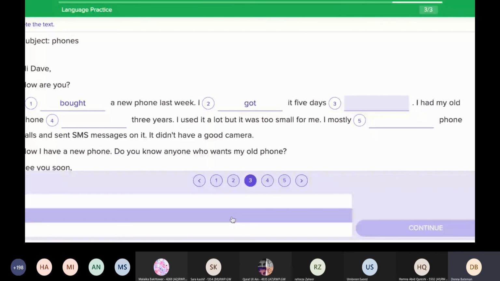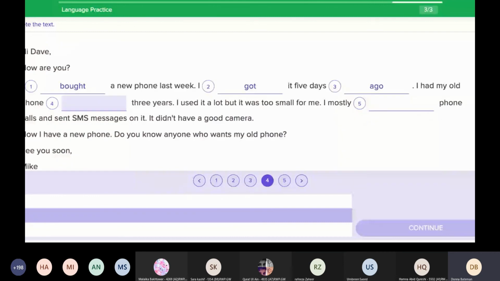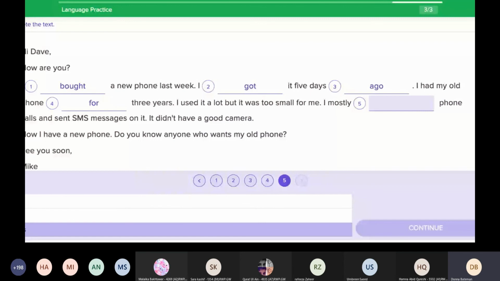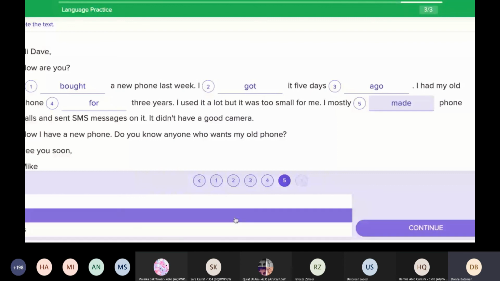I had my old phone, gap 3 years. Ago, for, or in. We're talking about a time period in the past. The answer is for 3 years. I used it a lot, but it was too small for me. I mostly gap phone calls and sent SMS messages on it. I mostly make, made, or makes. What's the answer? We're looking for a past tense verb, and the only past tense there is made. Okay. I made phone calls and sent SMS messages on it.